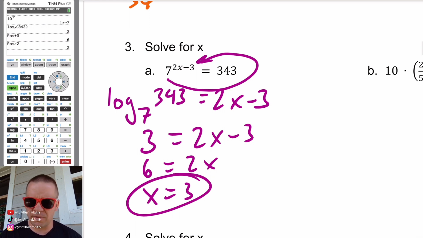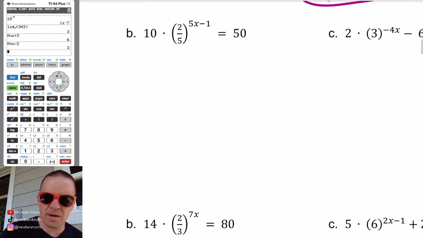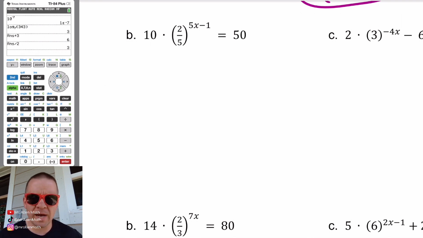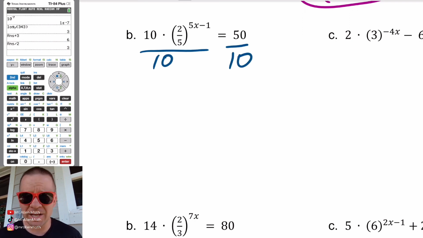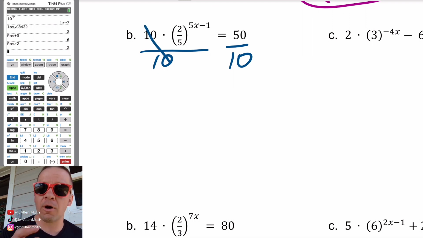All right. This is good. This is fun. All righty. Part B here. So we've got 10 times, all right, that's multiplication there, and then we got 2/5 raised to the 5x minus 1 equals 50. Oh my goodness. This seems absolutely terrifying. I'm going to go with the little blue, I think, on this one here. Divide by 10 on both sides first, all right? I got to isolate that base to an exponent so that I can then rewrite in log form, hopefully, right?